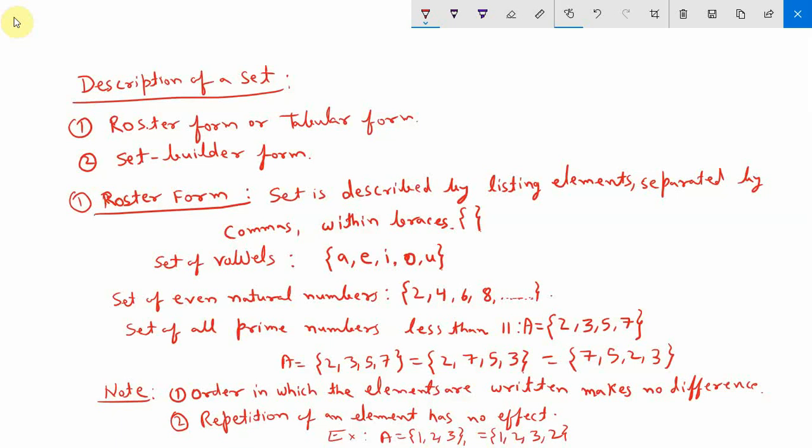Okay friends. So this is all about roster form. Next we will discuss set builder form. So first we will clean this. Second is set builder form. So what is a set builder form? In this form, a set is described by characterizing property of its elements.